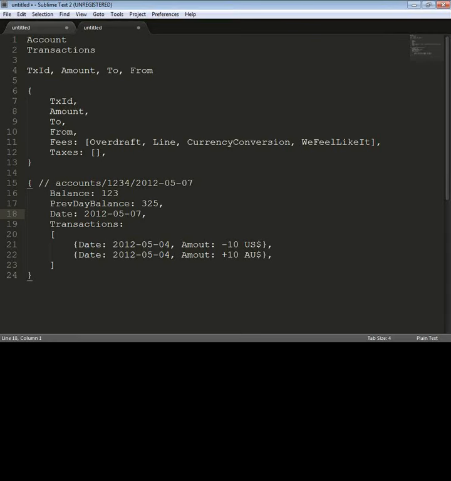Now, let's say that it's May 8th, and we have a new transaction for this account. We don't have a document for that, so we go to the previous document, create a new one with the previous day balance, and then start from there with all of the operations that we do.